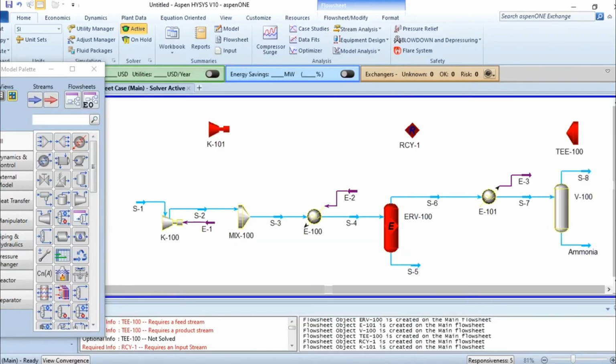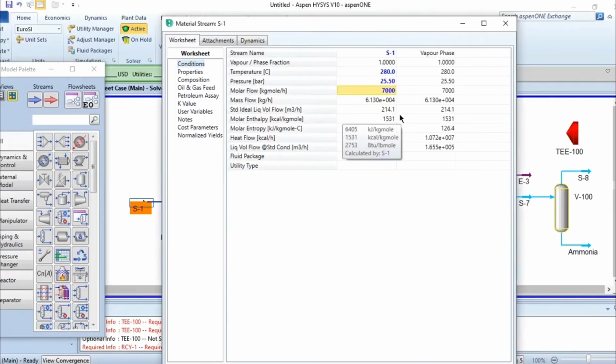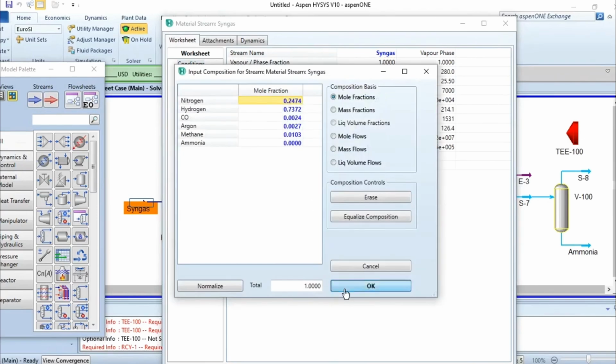So what are the specifications? The temperature of the syngas is 280 degrees centigrade, the pressure is 25.5 bar, the molar flow rate is 7000 kg mole per hour, and the molar composition is given for nitrogen, hydrogen, CO, argon, and methane. So we will enter these in Aspen HYSYS. As you can see, the specifications of S1 are entered. I can name it syngas: 280 degrees centigrade, 25.5 bar, 7000 kg mole per hour, and the mole fraction is given over here.